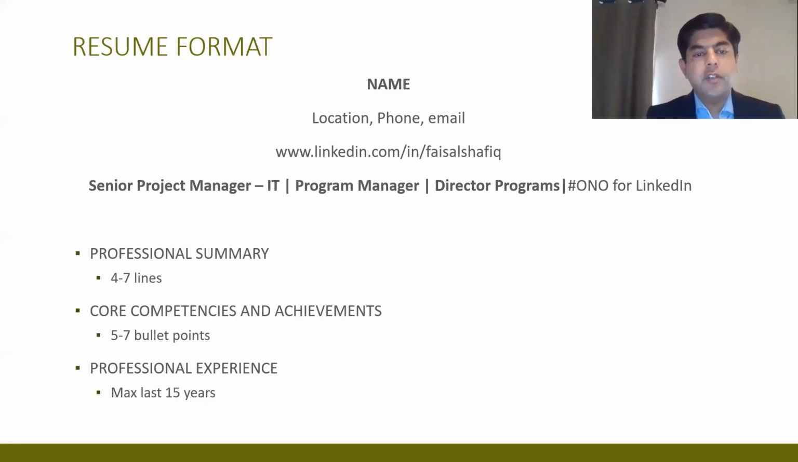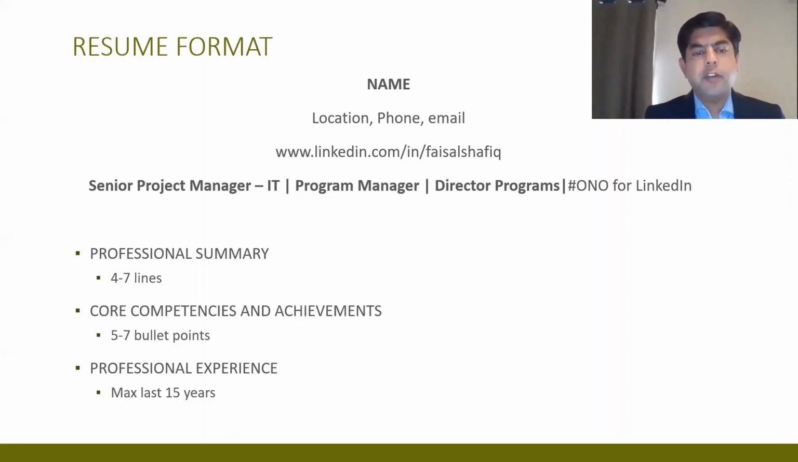And you would see a notice on the right side, I've put O&O for LinkedIn. This means that this is important these days, that if you're open to new opportunity, this is a hashtag that you would be putting on top of your LinkedIn profile if you're looking and hunting for a job.